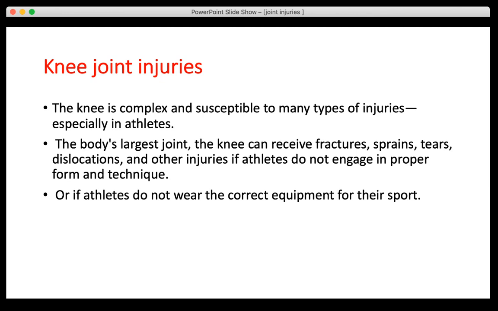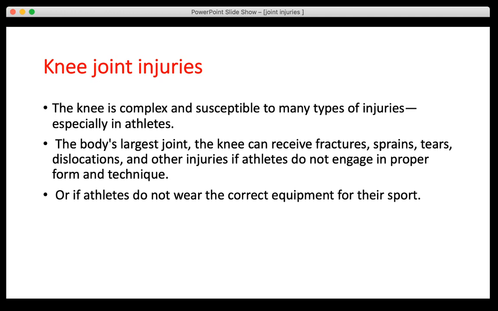Now coming to the first type of injury, the first joint I'll cover is the knee joint. Knee joint injuries. The knee joint is the largest joint in your body, and it allows a lot of movements in each and every sport. Running, jumping, the knee joint is involved, and it is complex and susceptible to many types of injuries, especially in athletes, because of rapid twisting, rapid change of direction, rapid stopping, then again moving. These kinds of things make a problem for the knee joint, and it is prone to injuries due to these activities.